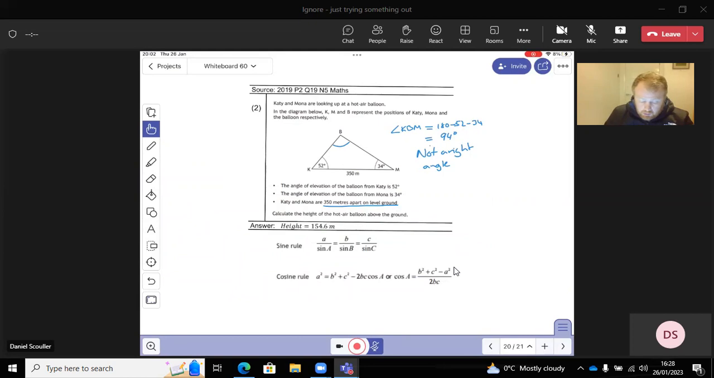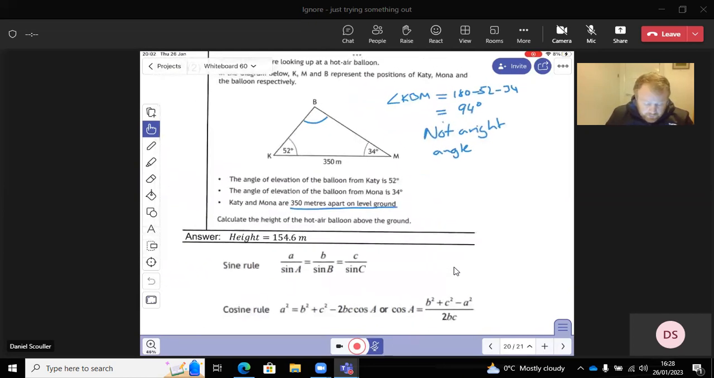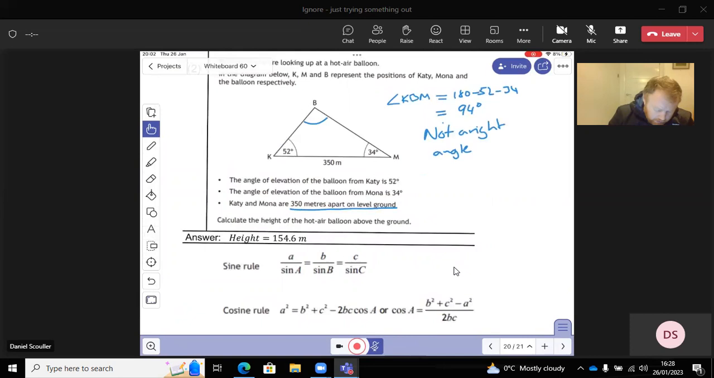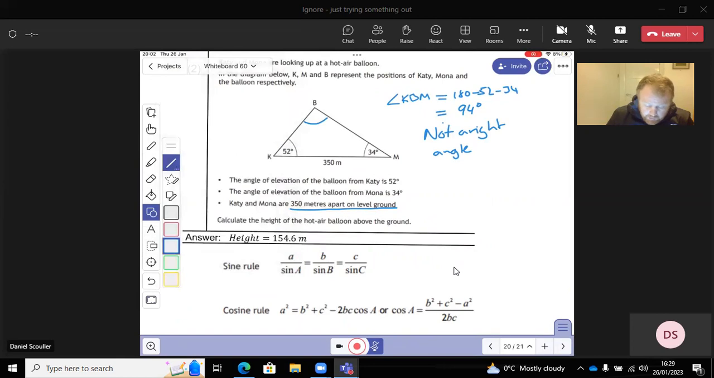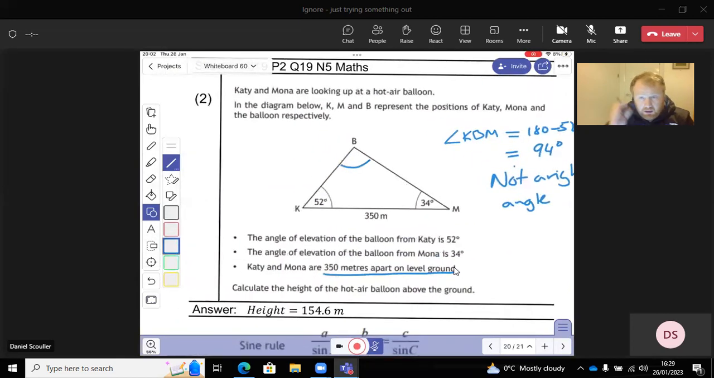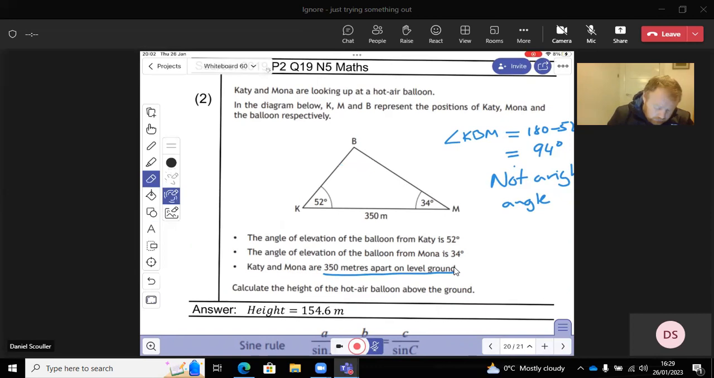Okay, so let's have a wee look at what it's looking at. It's a triangle, obviously, but what they're after is the height from the ground. Now, Katie and Mona are standing on the ground, so that's ground level, at 350. Calculate the height of the hot air balloon above the ground. So they're looking from B straight down.